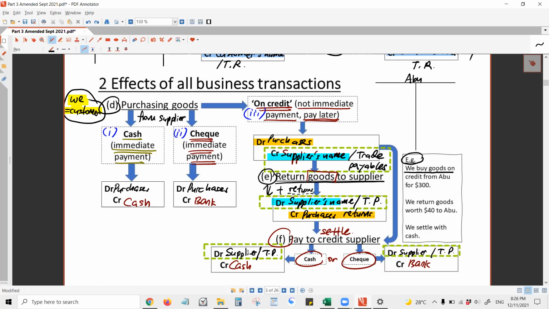Buy goods on credit from Abu for $300. Who are we? We are customer. We buy goods. On credit means payment has not been made, so we owe Abu money. Therefore, credit Abu account, debit purchases. That's what we learned, right? Credit Abu account, debit purchases, consistent with this one, right? The transaction D3. Credit supplier's account, debit purchases.